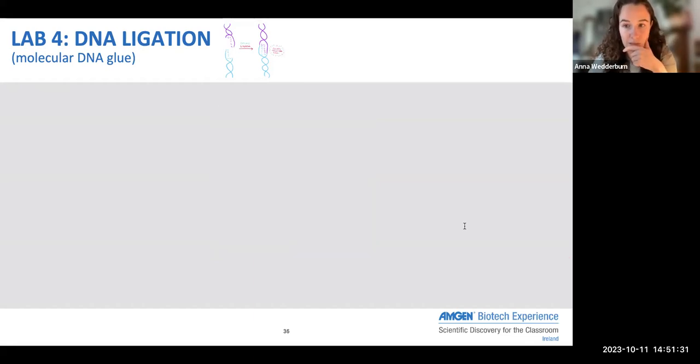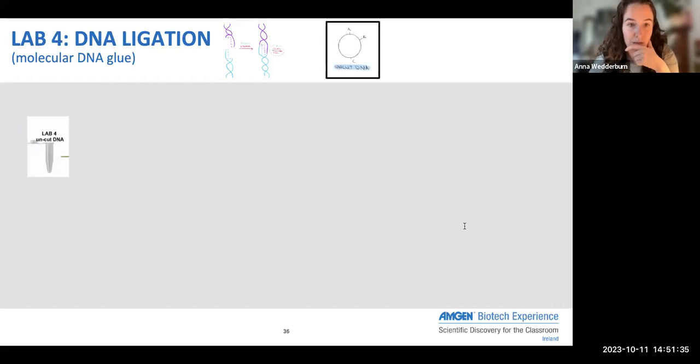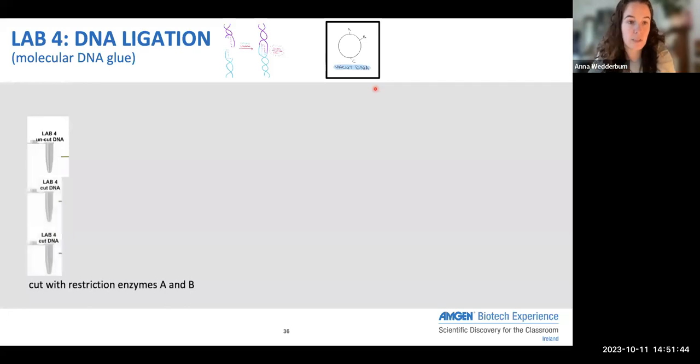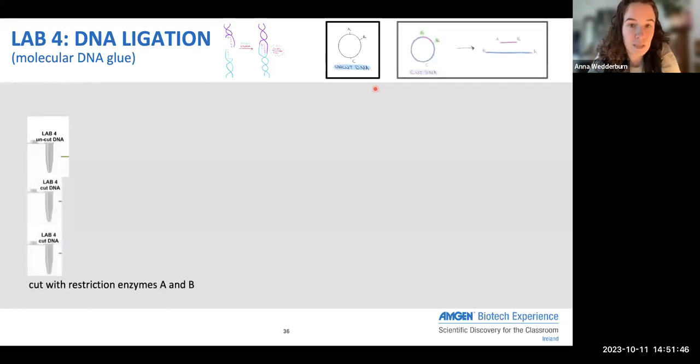So let's have a look inside each tube again. So we've got our lab 4 uncut DNA. Again, this is just our uncut plasmid. So you'll see up there in the corner, it's just our normal plasmid. Then we're giving you 2 tubes of cut DNA. So these are cut with restriction enzymes A and B. So you're expecting there to be 2 lines here.